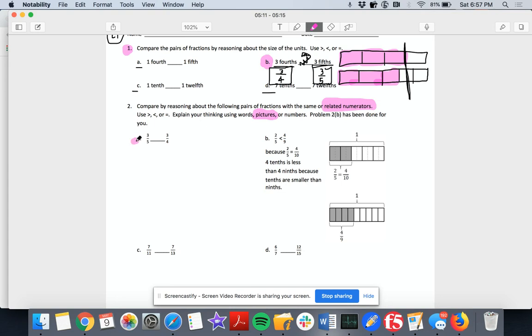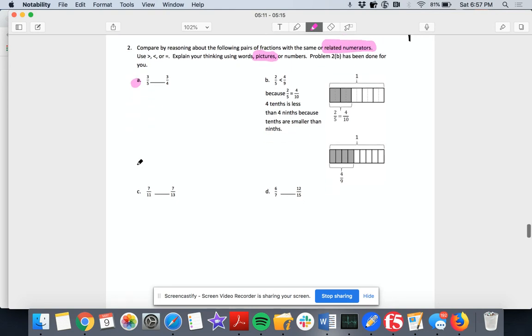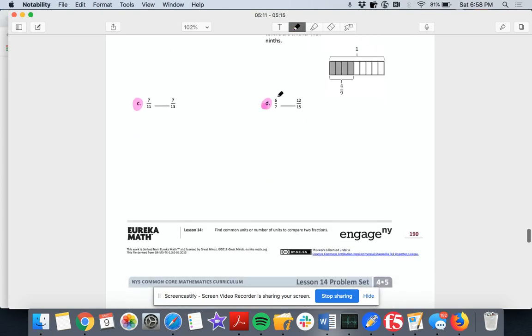Problem 2B has been done, so they did 2B for you. 2A should be pretty simple because we already did it for question 1. And I want you guys to try C. I'm going to go ahead and do D right now. D is a little bit more tricky because we first have to convert the 6/7 in order for 12 to be the numerator, so that we have equal numerators. So how can I get 6 to equal 12? Well, isn't 6 times 2 equal to 12?